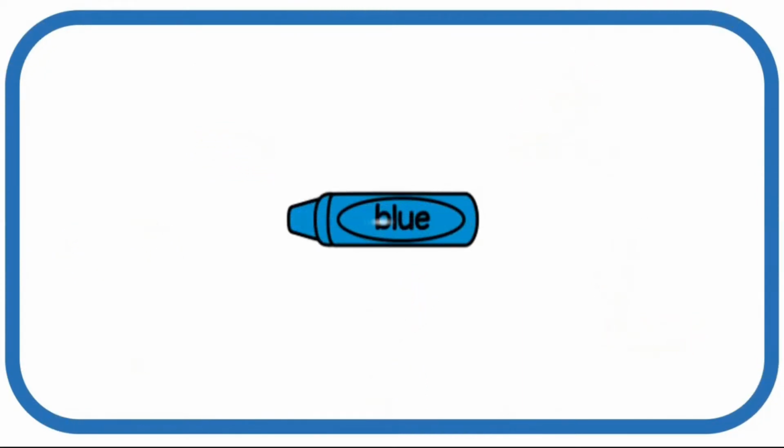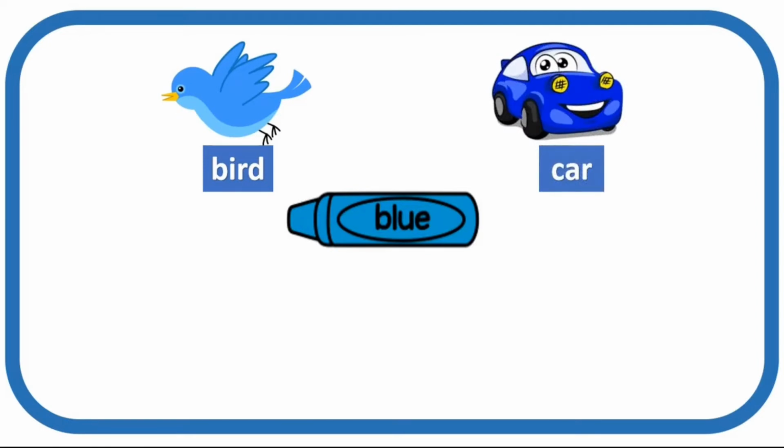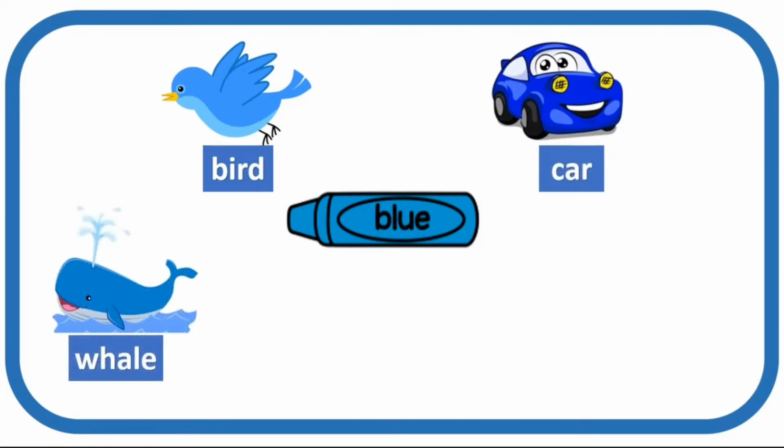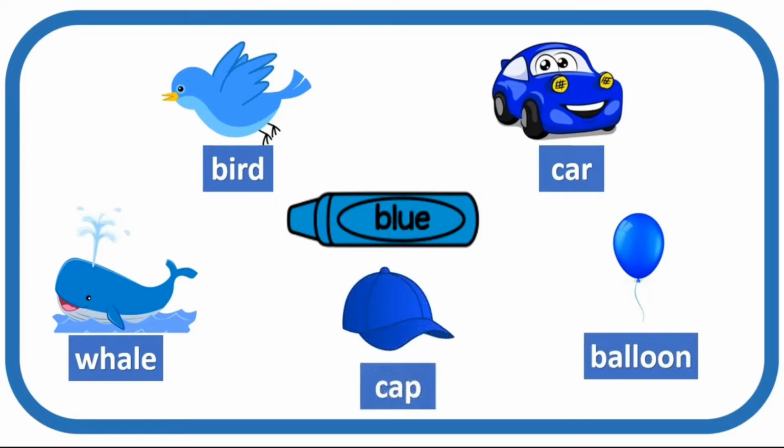Next, we have color blue. Let's see some examples of color blue. Blue bird, blue car, blue whale, blue balloon, and blue cap. Once again, children, this is the color blue.